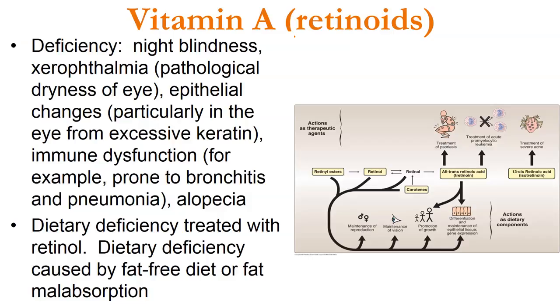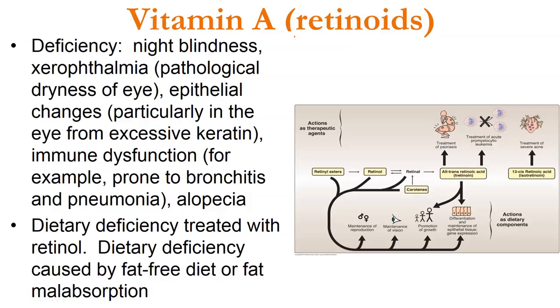So the very first symptom you'll see is night blindness, which eventually can progress into some of these other symptoms, okay? Xerophthalmia, very hard to say, xerophthalmia. That's a pathological dryness of the eye. Now, this doesn't have anything to do with the night blindness, okay?